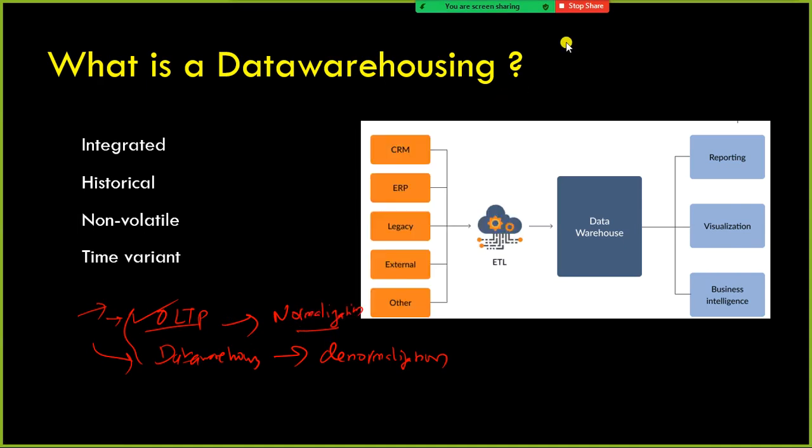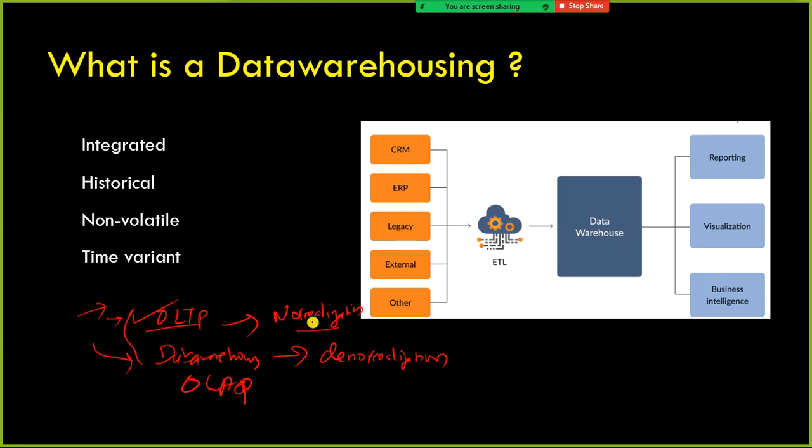Data warehouse is also called OLAP. Vivek asked some questions. Online analytical processing, instead of saying OLTP versus data warehousing, we can say OLAP also, the online analytical processing system or data warehousing.